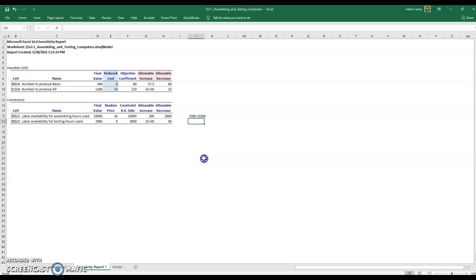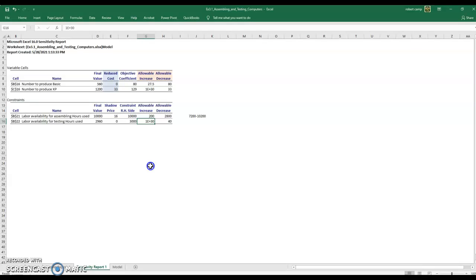So I go and look at my testing hours, and you'll notice there's that 1 times 10 to the 30 again. So infinity. We are going to have a shadow price of 0 if we add or subtract hours to the testing. So we can increase them by infinity, and the shadow price is still going to be 0, because we didn't use everything that we had anyway. It doesn't matter how many available hours you make, you're still going to add nothing to it because you're not using it.